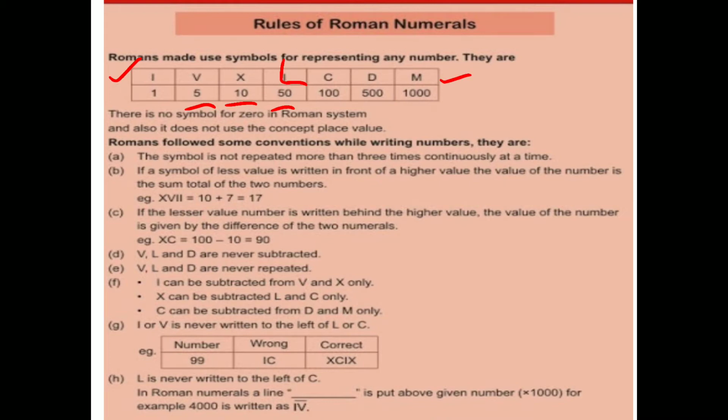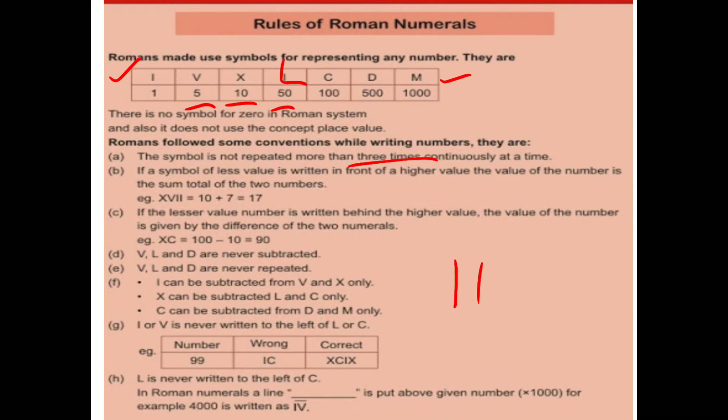But students, there is no Roman number for 0. Clear? And it is not used in the place value concept also. Now there are more rules, like the symbol is not repeated more than 3 times. If I want to repeat I, I can repeat I maximum 3 times. I can't write I 4 times, it will be wrong.